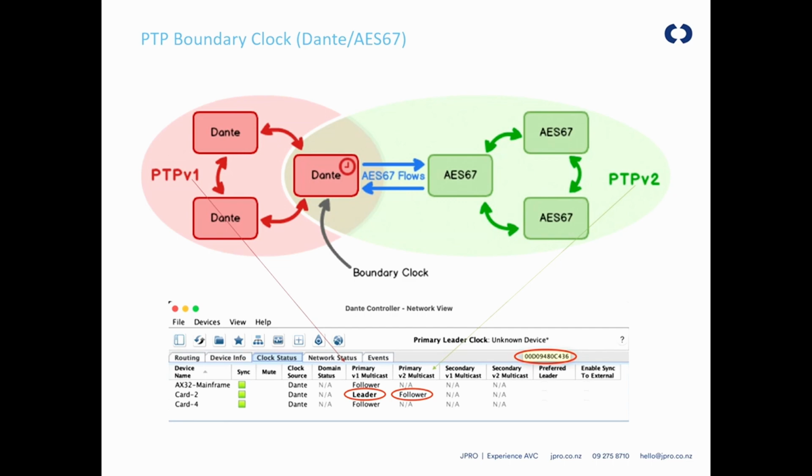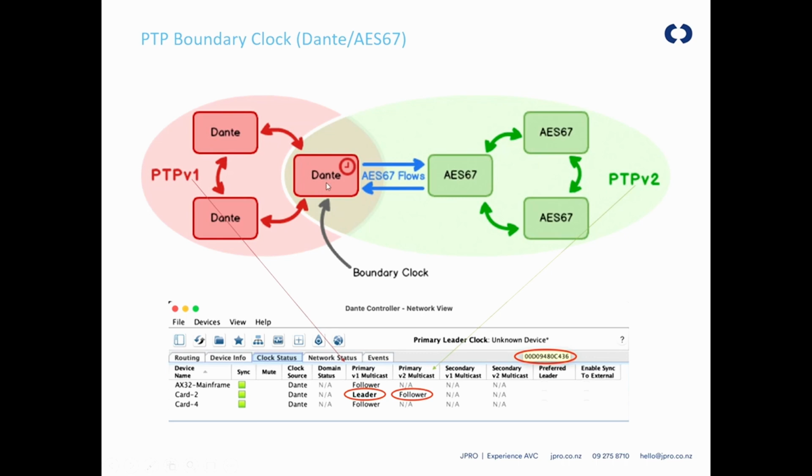So looking at Dante and AES67, if you've used Dante Controller recently, you would have seen there's been a change in naming. Namely, there's a primary v1 multicast and primary v2 multicast, and then there's secondary and that v2. What this means is v1 is PTP v1, and v2 is PTP v2. How you're able to interface AES67 and Dante together using this clocking protocol is that you get a thing called a boundary clock.